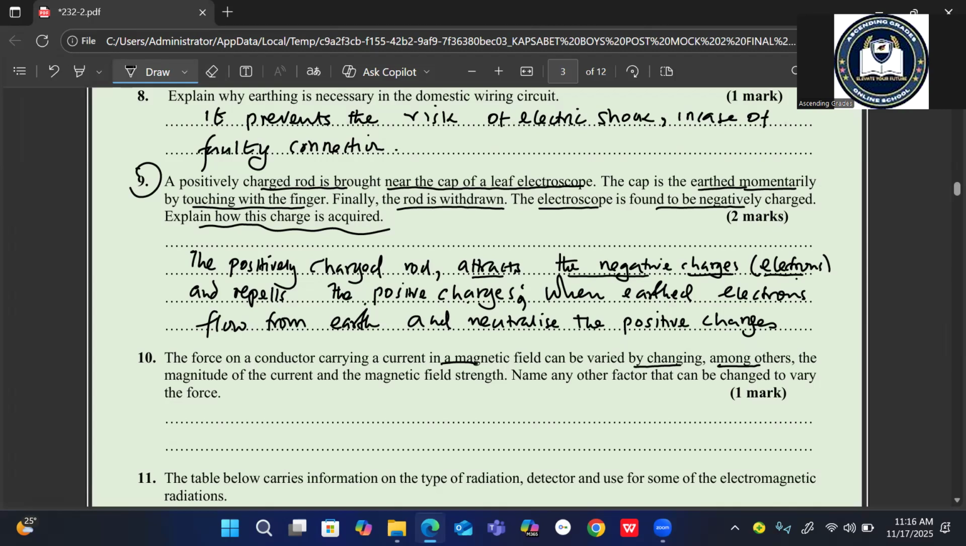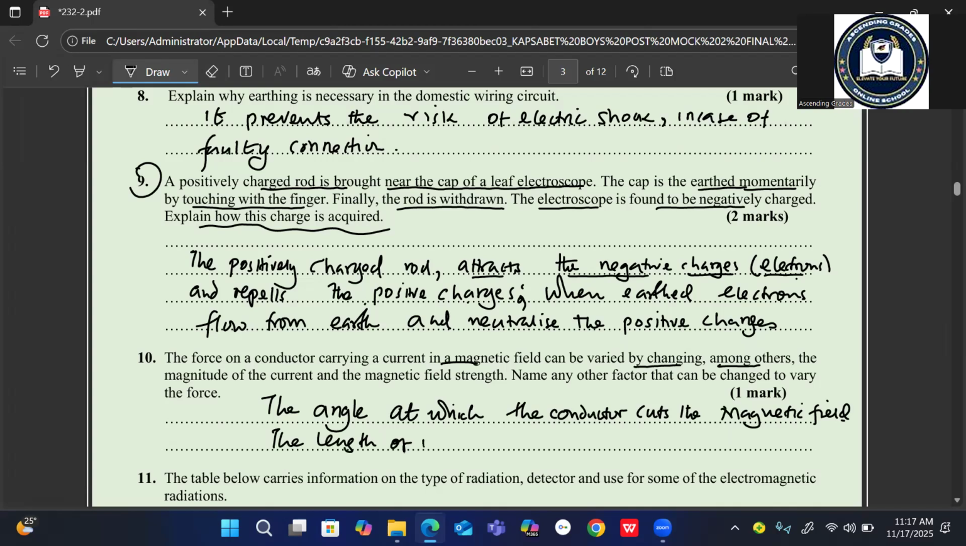So we have the angle at which the conductor cuts the magnetic field. We still have the length of the conductor.